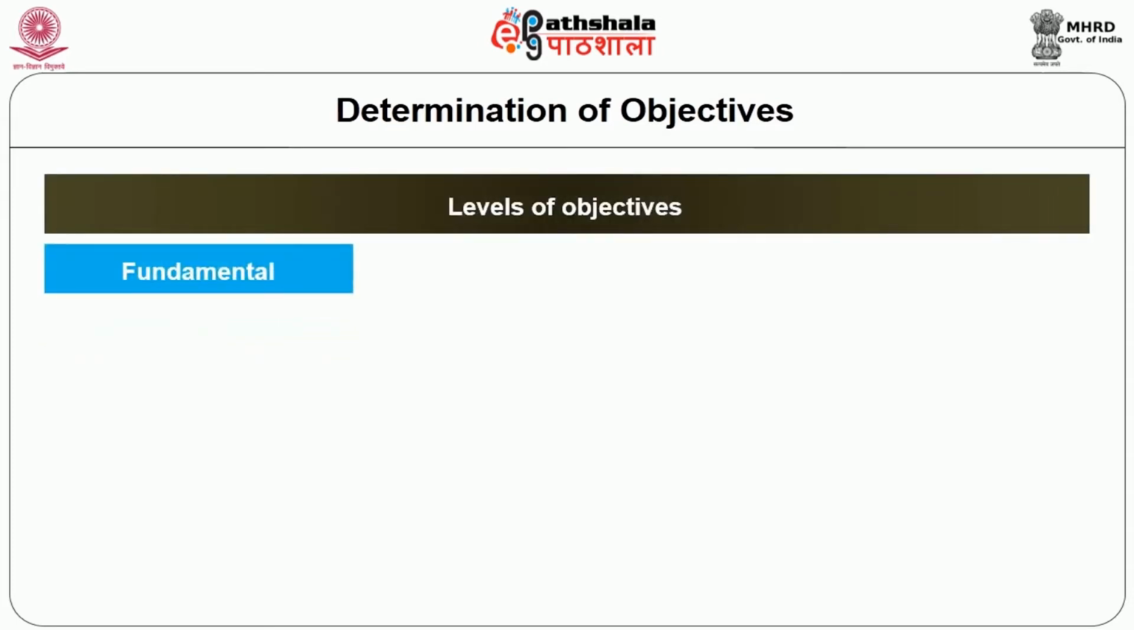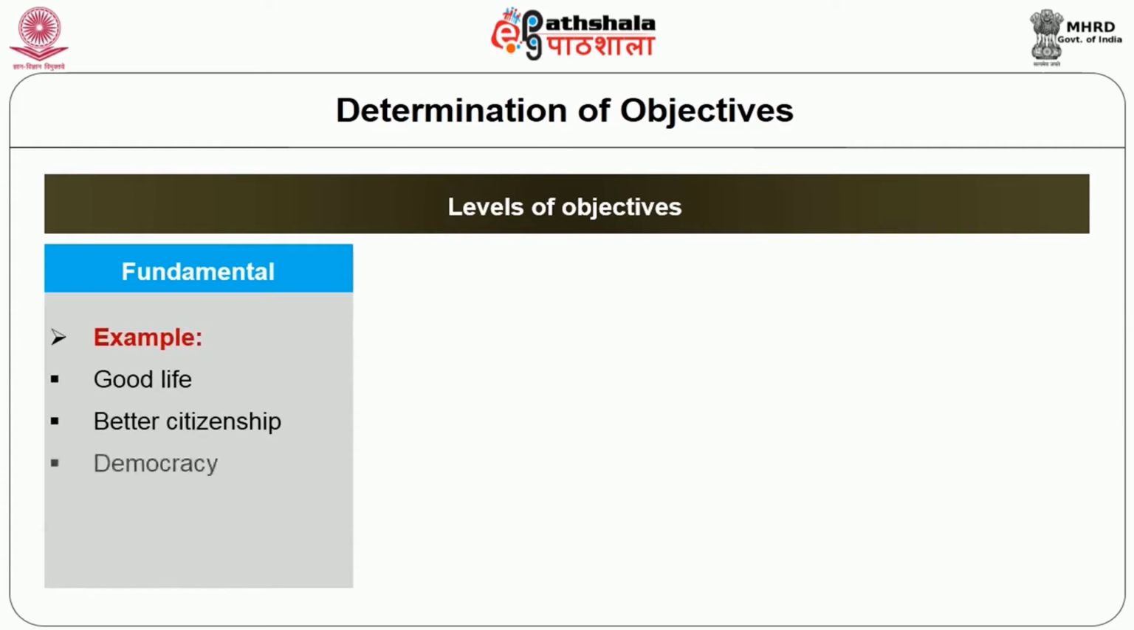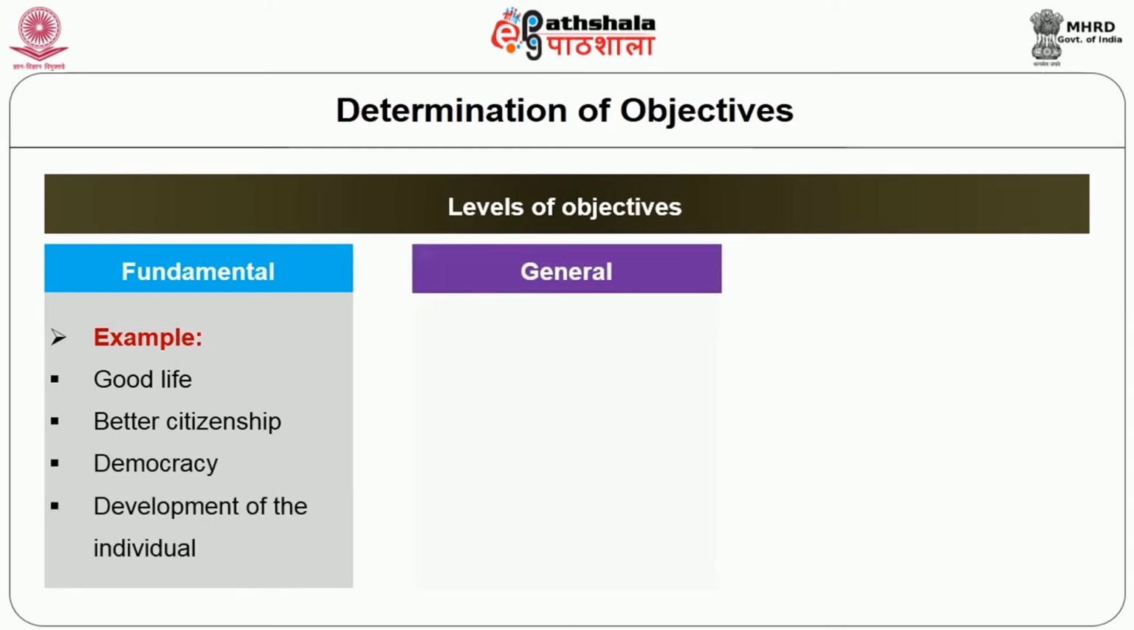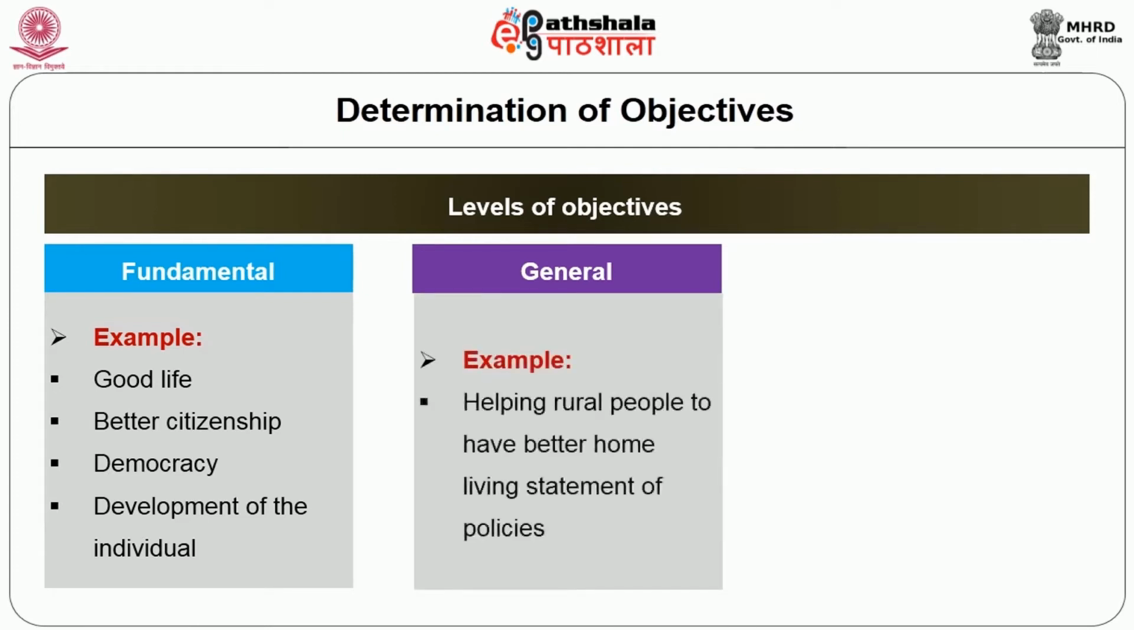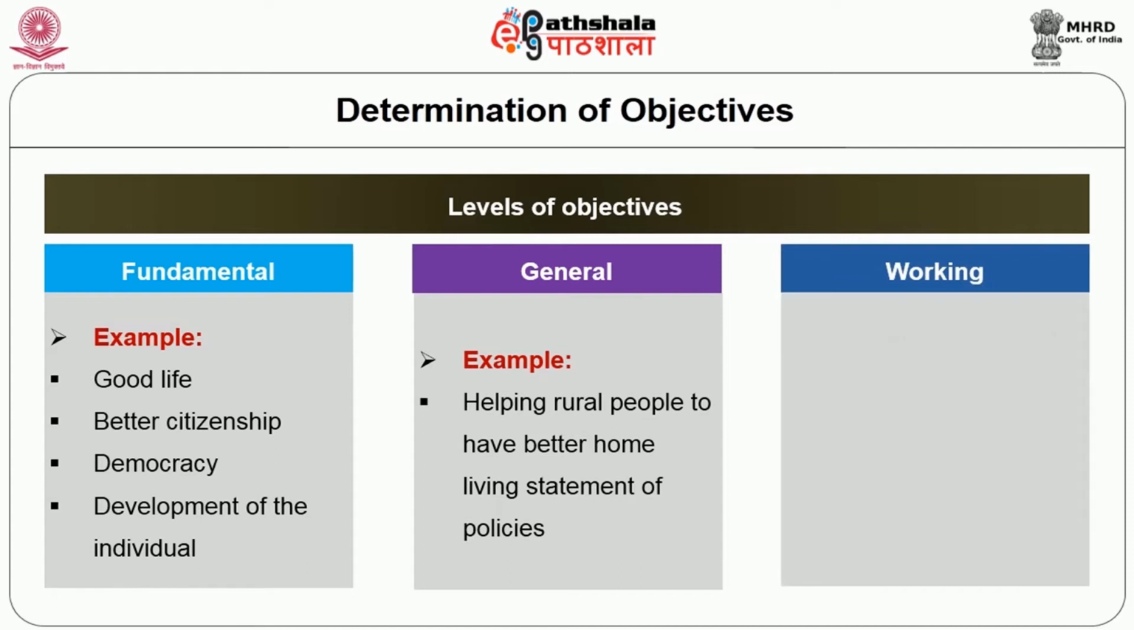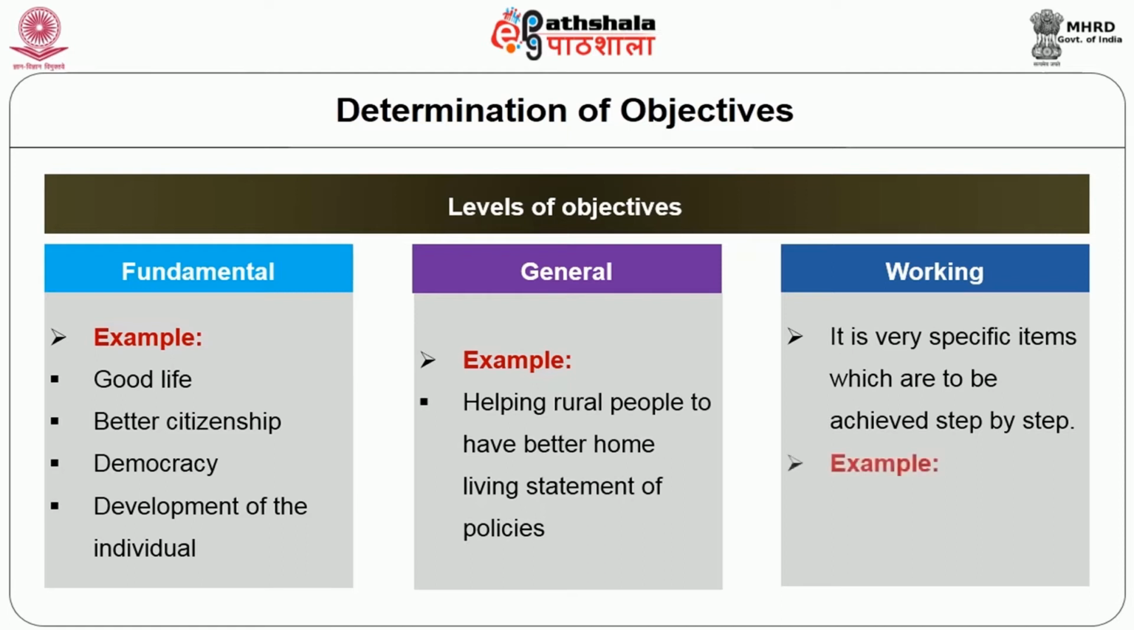The first level is fundamental objective. What is a fundamental objective? It is an all-inclusive objective of a society. Example for this is good life, better citizenship, democracy and development of the individual. Next, general. It is a general but more specific social objective. Example, helping rural people to have better home living, statement of policy, etc. Next one is working objectives. These are very specific items which are to be achieved step by step. Example, increasing income, production, etc.